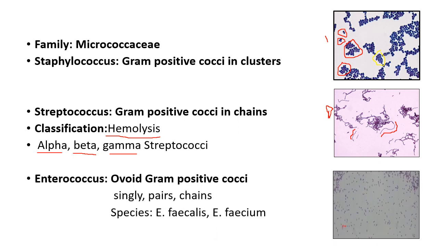Now, Enterococcus is another group of gram-positive cocci. They are slightly ovoid as against Staphylococcus and Streptococcus, which are perfect spheres. These are ovoid, and they are arranged mostly in pairs and chains. And the species which you could remember in Enterococcus are Enterococcus faecalis and Enterococcus faecium.